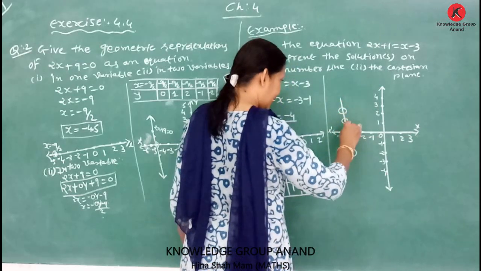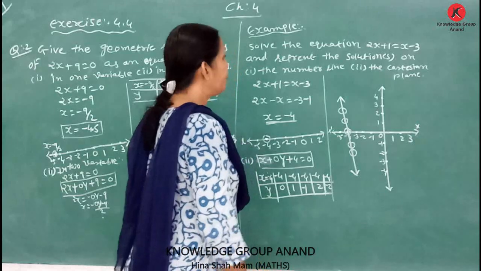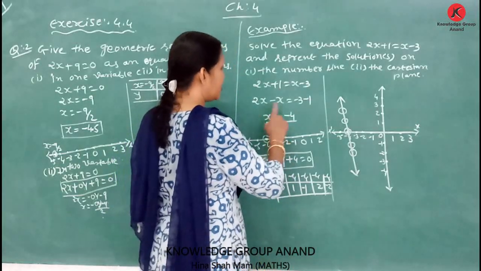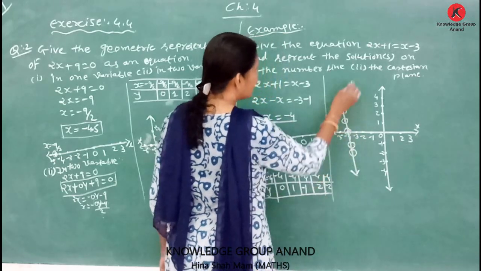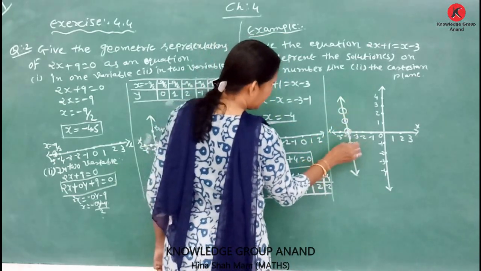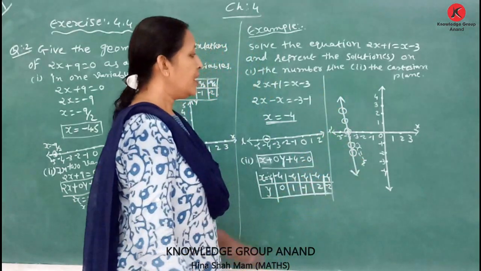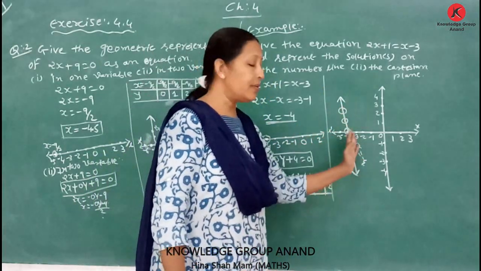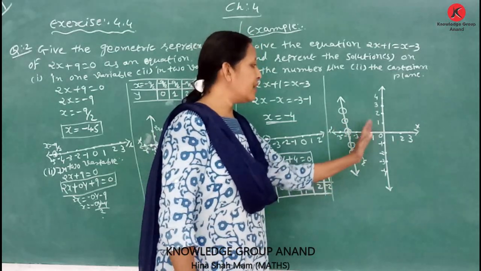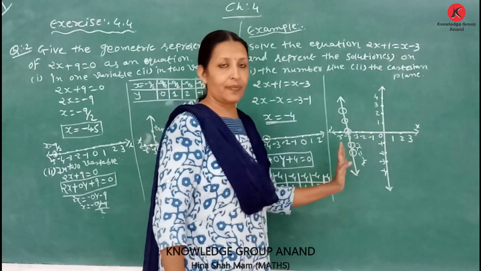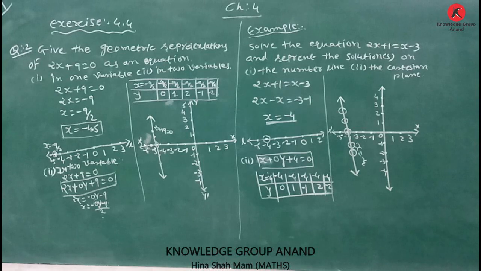Then we draw it by ruler. It is a line, its representation, x equals minus 4. Otherwise you write it here: x equals minus 4. It is parallel, so write the answer: the line is parallel to the y-axis. Okay, our chapter is completed here.